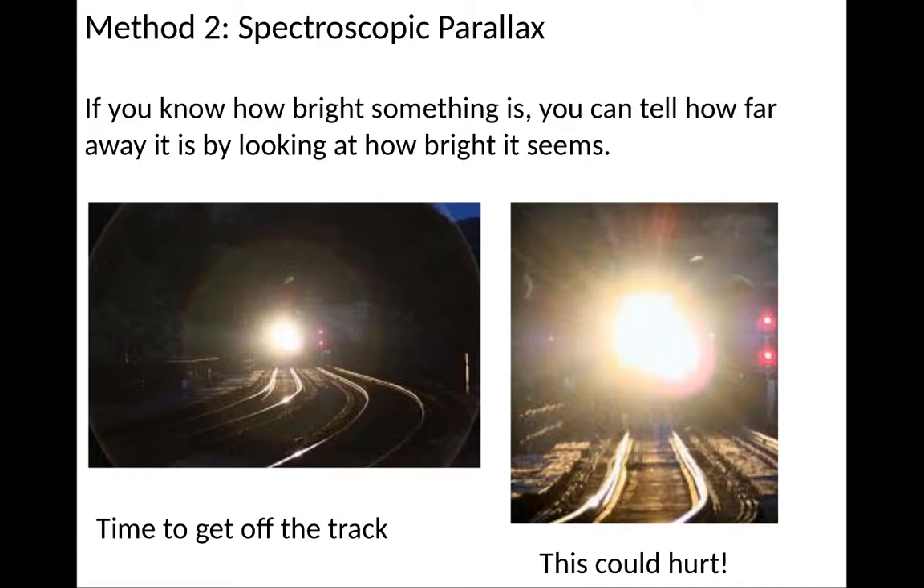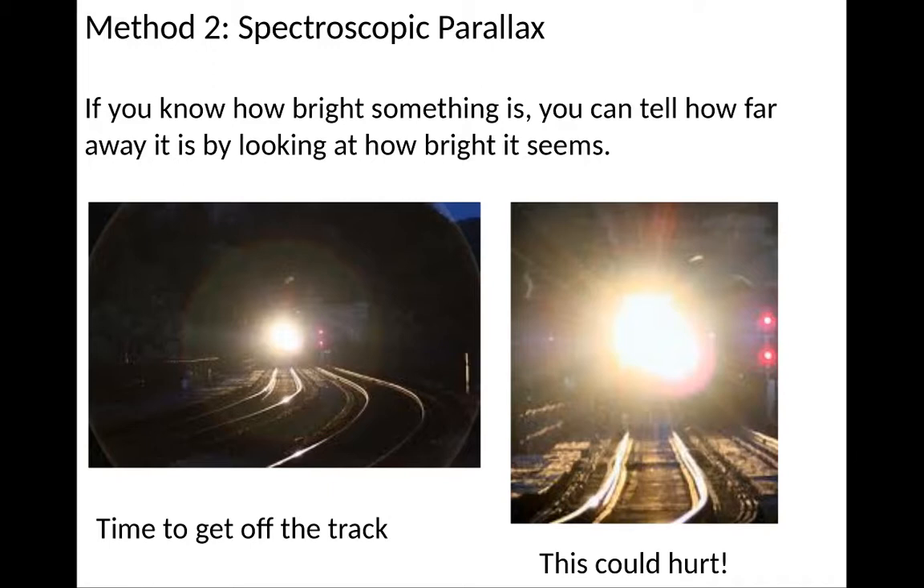But there's another way of doing it. It's called spectroscopic parallax. We'll talk about how this works in a second. But the basic idea is the following: if you know how bright it is, you can tell how far away it is by looking at how bright it's seen.